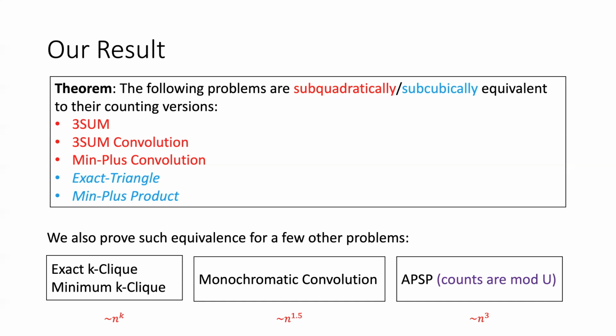For APSP, we're not able to show that it is equivalent to its counting version, mainly because the number of shortest paths between two given vertices in a graph can be exponentially large. In the worst case, we have to use essentially n bits to represent such a count. And therefore, the trivial algorithm for counting APSP is actually n to the fourth. However, if we only need the counts mod some given number u, then we can still show that APSP is equivalent to this variant of counting APSP.